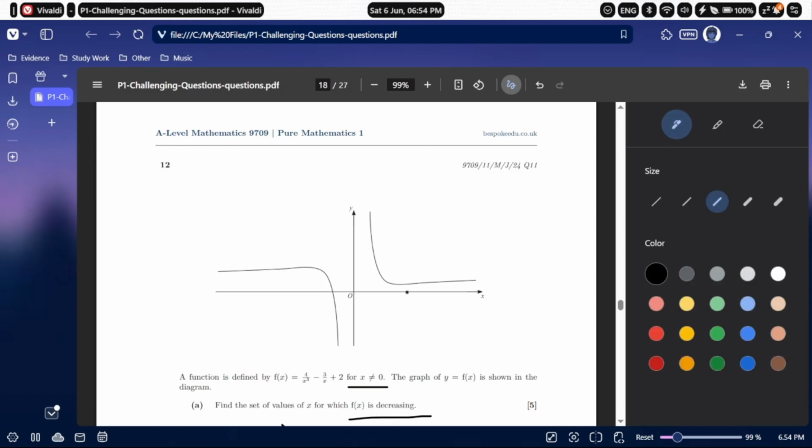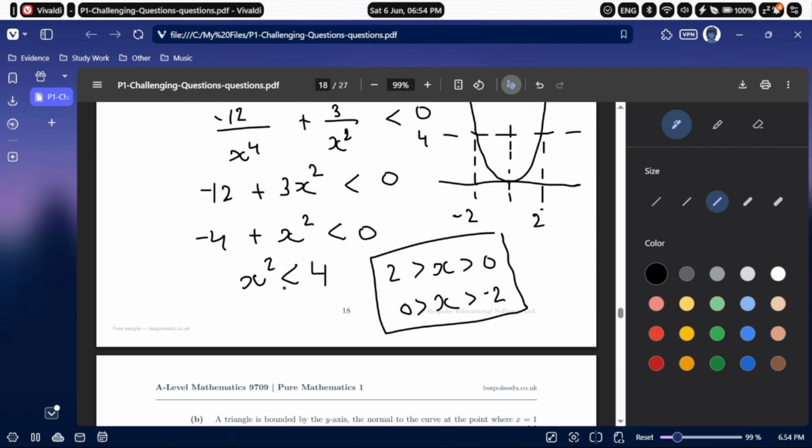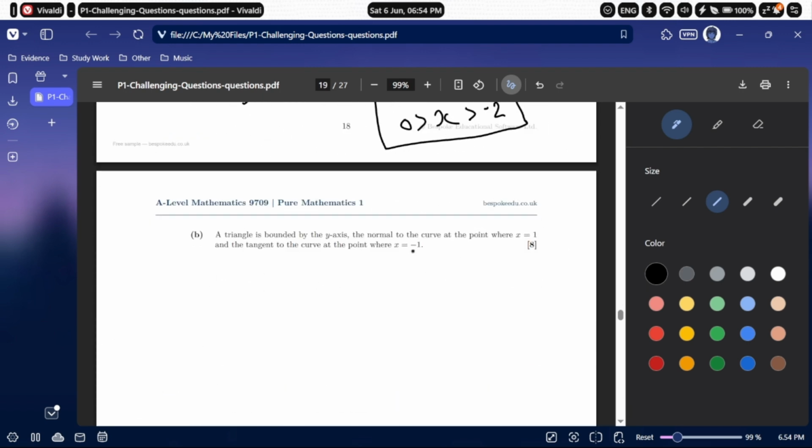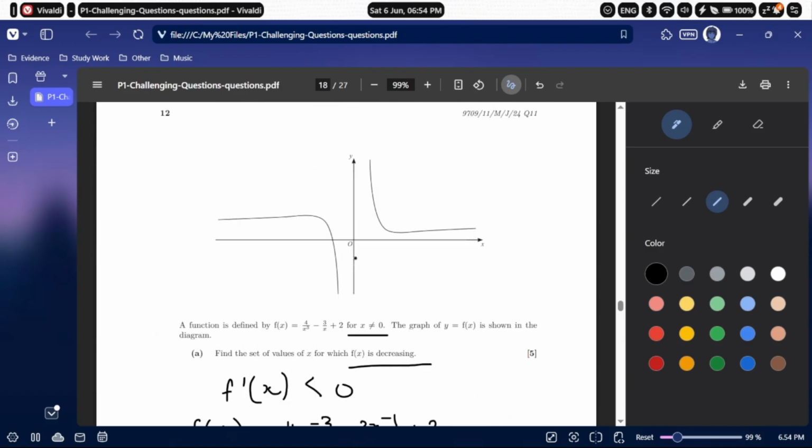So you will make use of your graph for sure to get a rough idea, okay? So the normal to the curve at the point where x is 1, the tangent to the curve where x is -1. You can actually find out the exact coordinates of those points using f of x. So let me do that. f of x is 4 over x cubed minus 3 over x plus 2.